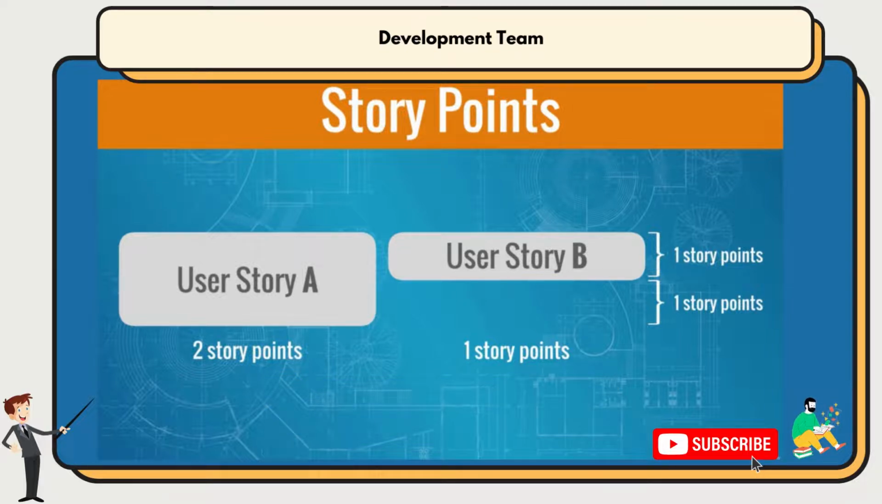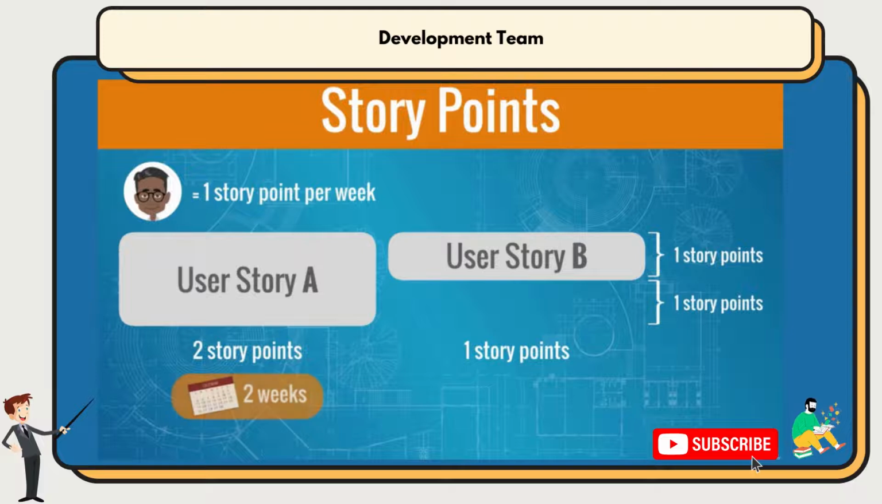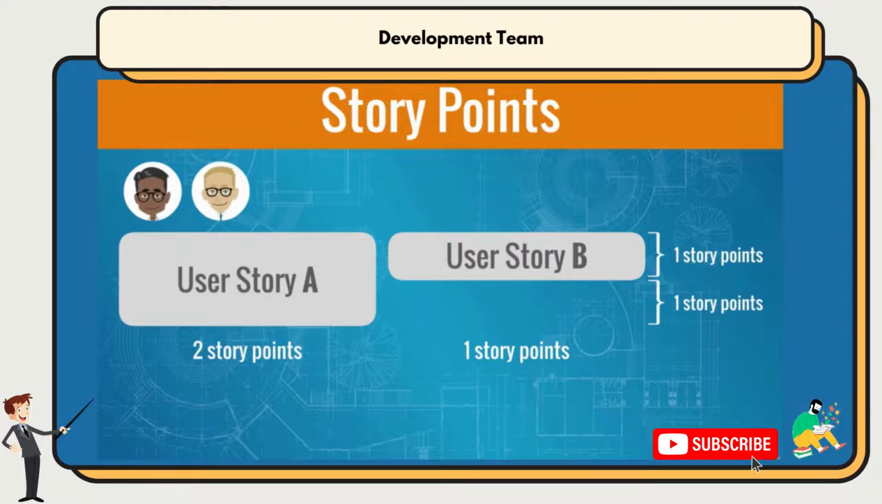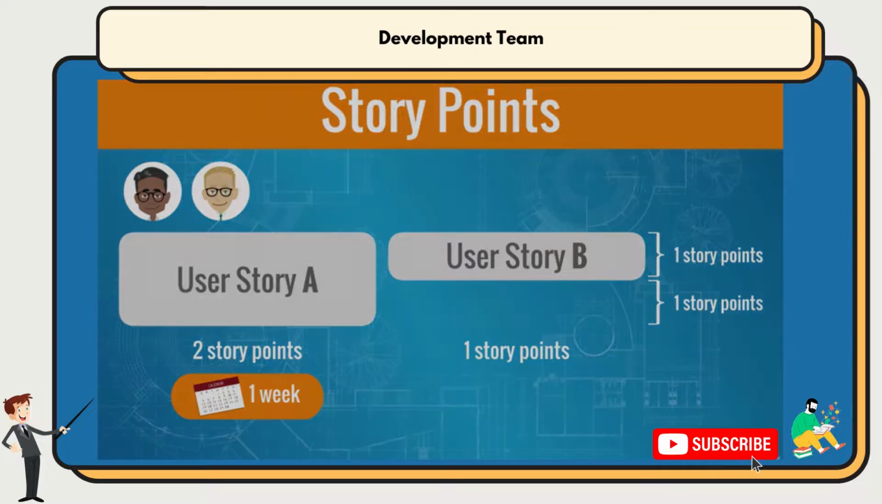If, for example, one IT engineer can deliver 1 story point per week, for user story A, which is to the left of the screen, it will take a total of 2 weeks, since it consists of 2 story points. However, if a second engineer who is as productive as the first one joins, they will be able to deliver user story A in only 1 week. Very good. So now that we're familiar with how effort is measured, we can continue.